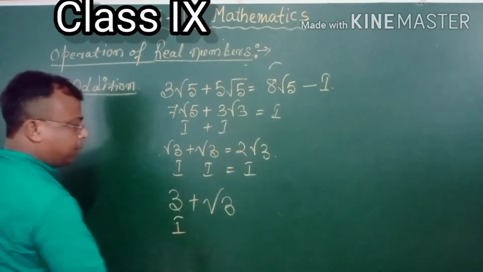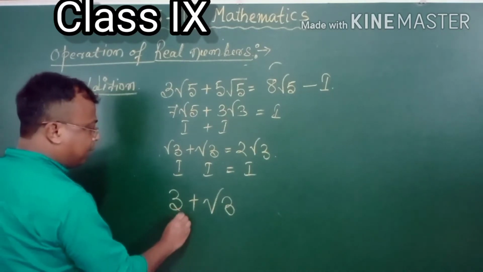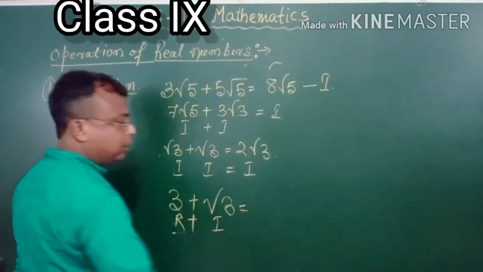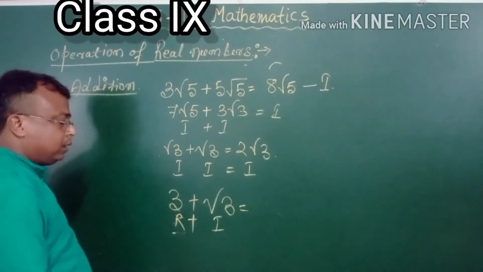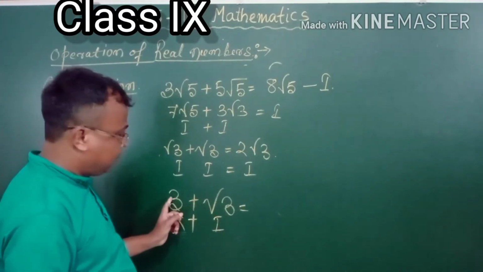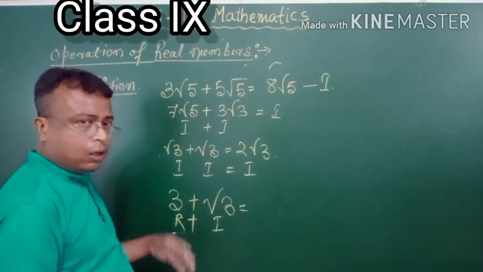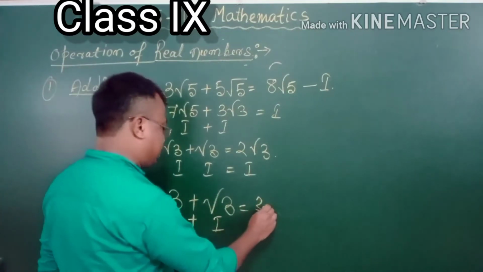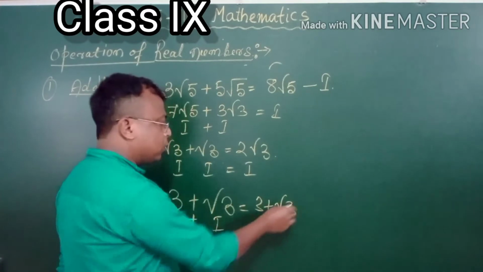One rational number I am taking and one irrational number I am taking. What is the result? Rational plus irrational. This is rational. What will be the answer here? Both are different, so you cannot add. Your answer will be this one only, means 3 plus root 3 only.